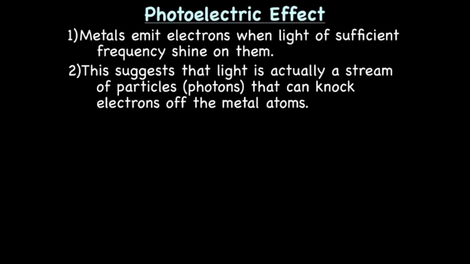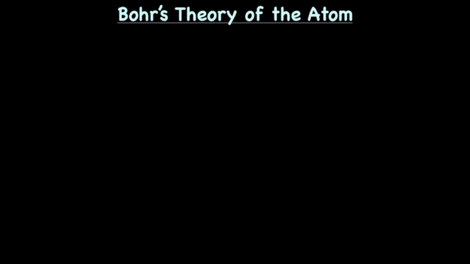Because these particles can actually knock off electrons, right? A wave can't knock something off. A wave is energy. But a particle could, if it's hitting with enough frequency, actually knock an electron off a metal. So for now, that's it for the photoelectric effect. We're going to take the photoelectric effect and Planck's idea, merge them into a model of the atom, and we'll be hitting back on the photoelectric effect a little bit later. Okay, Bohr's theory of the atom.